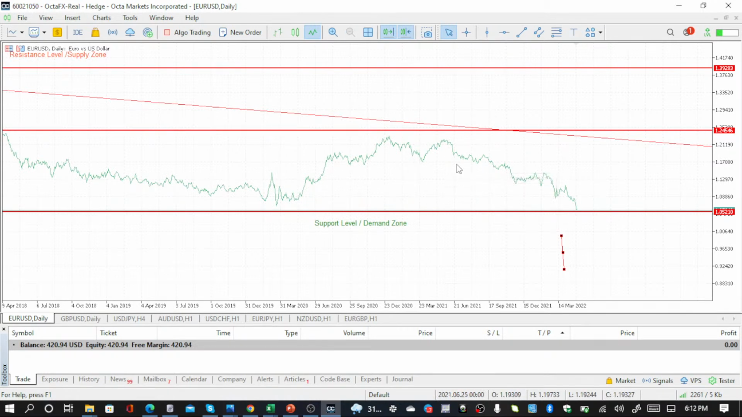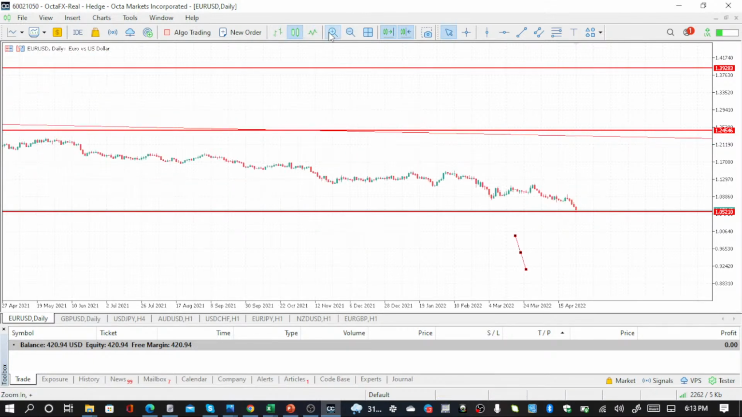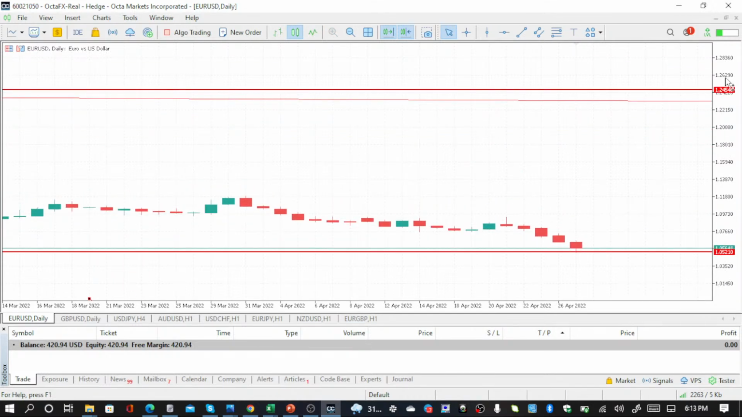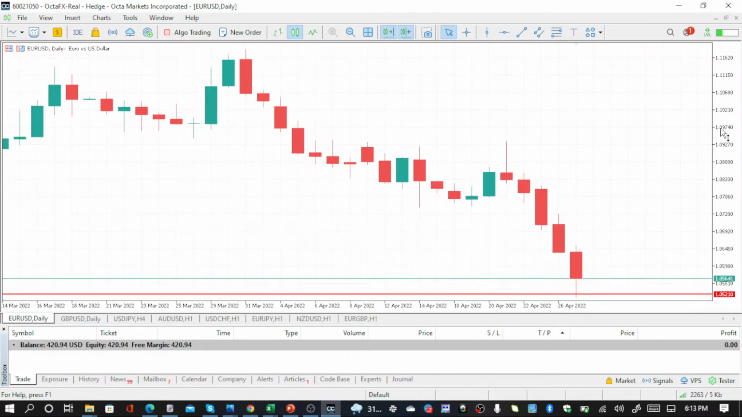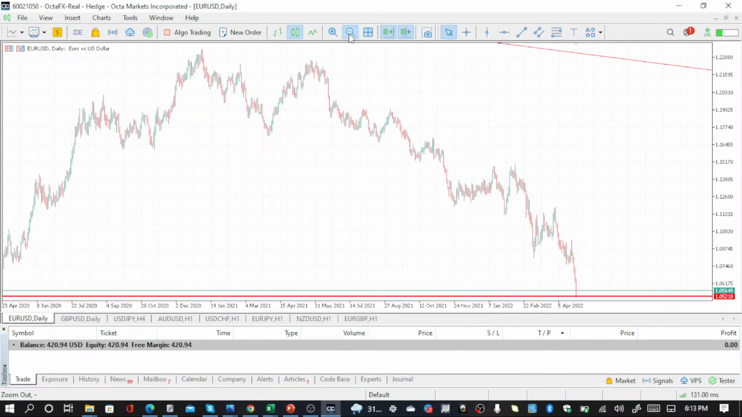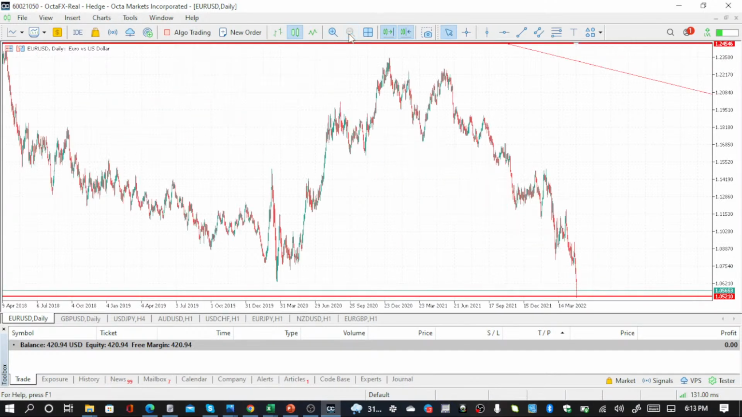It's obvious that the market currently is at a support level. All right, the market currently is at a support level, as we can see here.